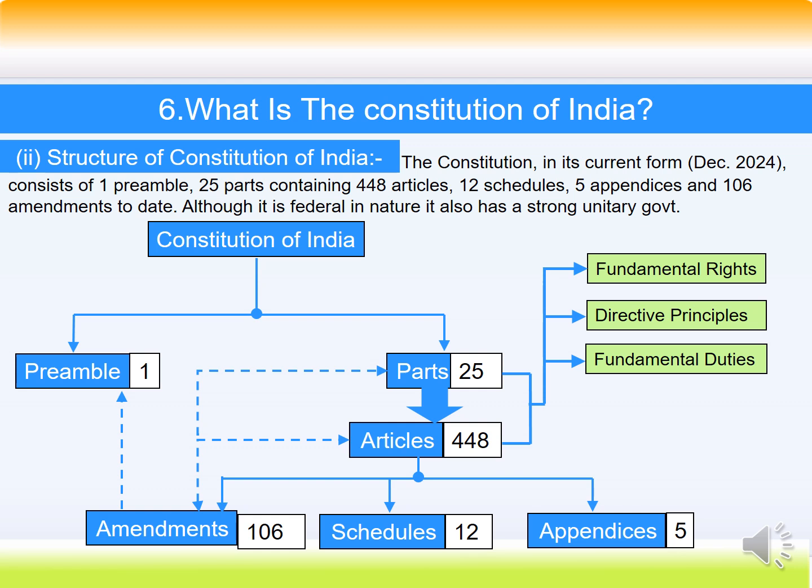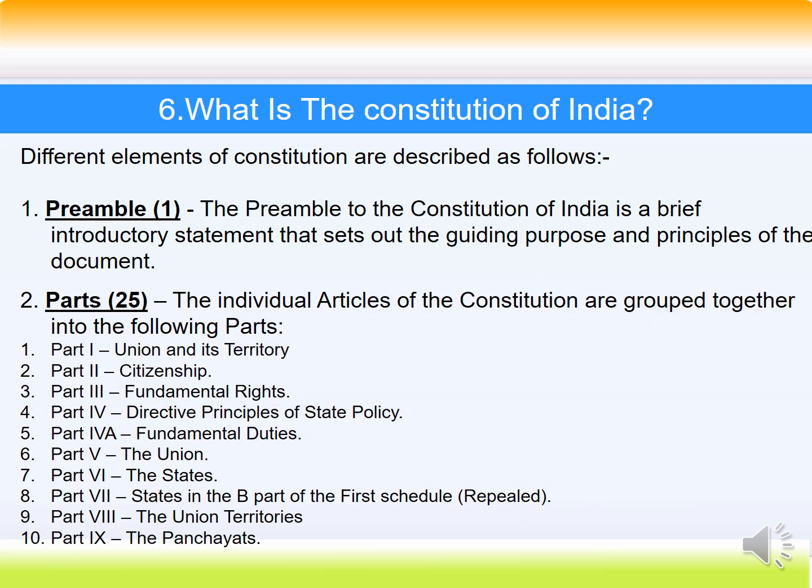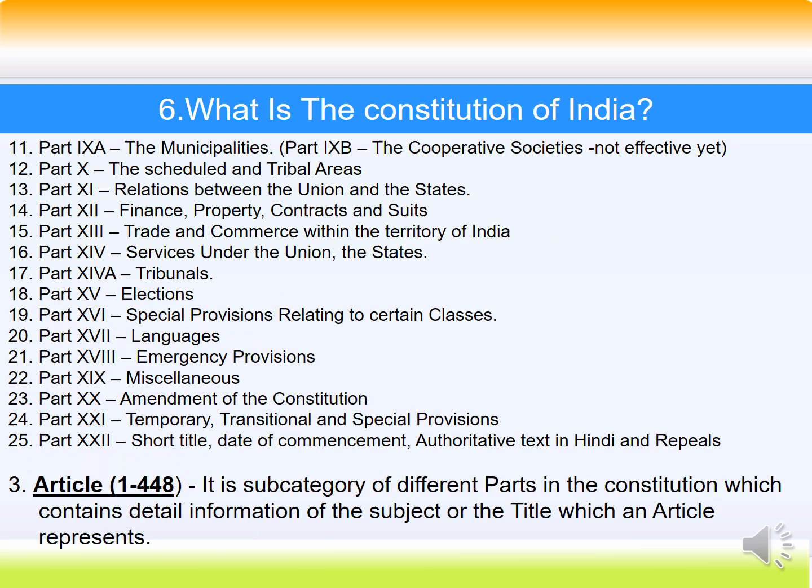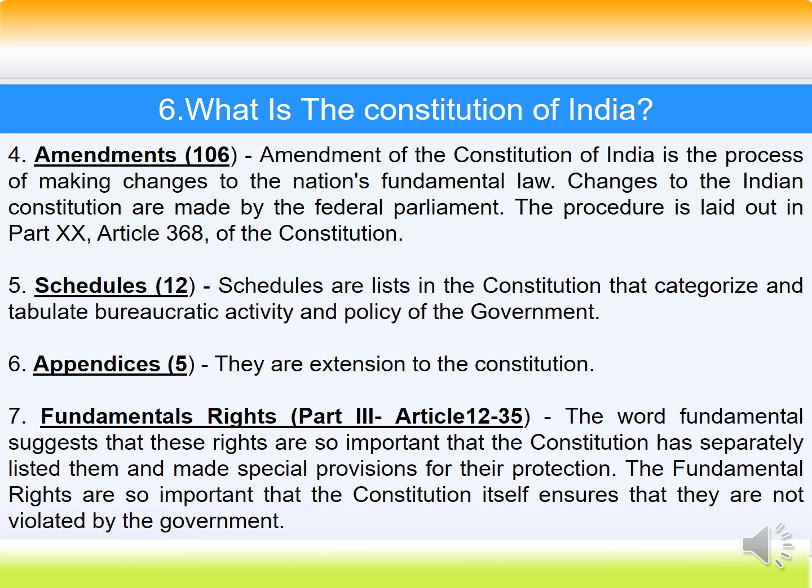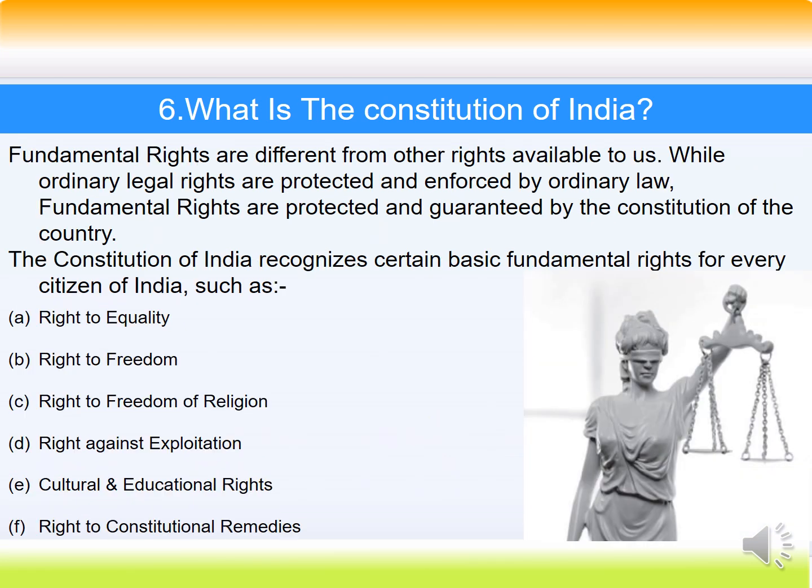Here is the structure of the Constitution of India: Preamble, Part 25, Article 448, Amendments 106, Schedule 12, Appendixes 5, which include fundamental rights, directive principles of state policy, fundamental duties. So we have the preamble and Part 25, which we have already discussed. Fundamental rights are in Part 3, Articles 12 to 35. It mentions the right to equality, right to freedom, right to freedom of religion, right against exploitation, cultural and educational rights, and right to constitutional remedies, which come under the fundamental rights.